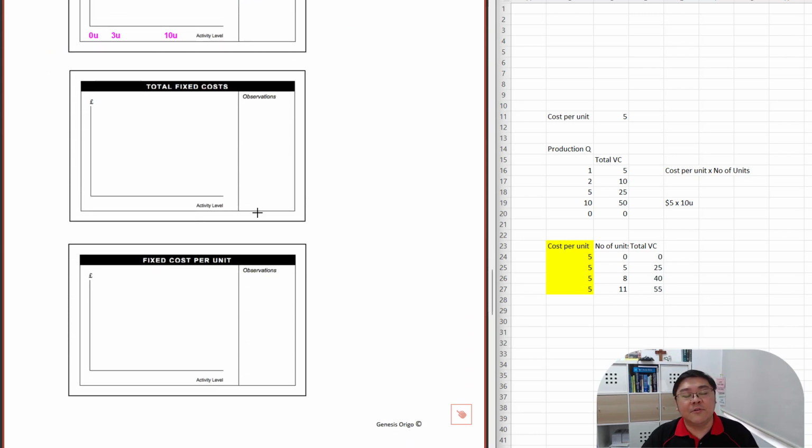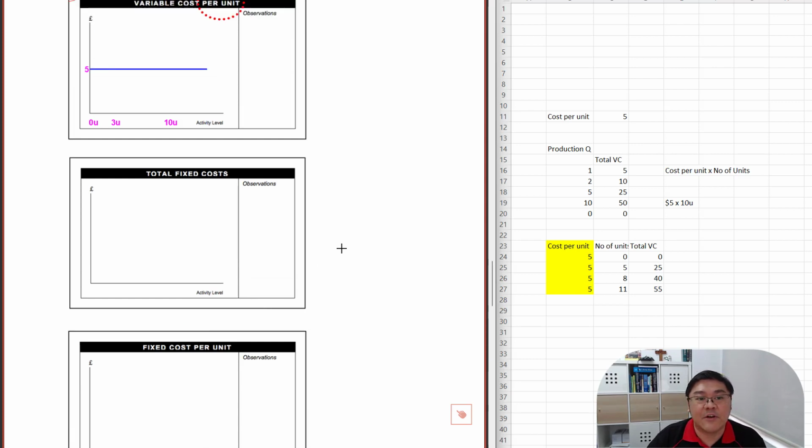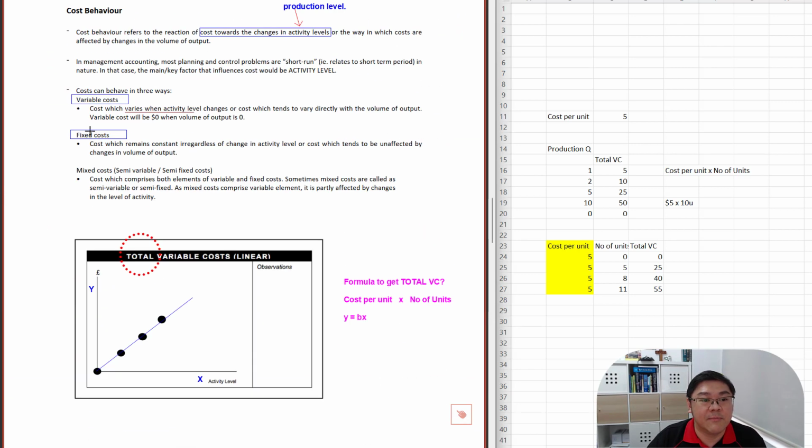Okay, now let's look at fixed costs. What exactly is a fixed cost? Let's go back to the definition in my notes. I guess you can already know what a fixed cost is, even without looking at the definition. A fixed cost is a cost that will not change even when the quantity changes.